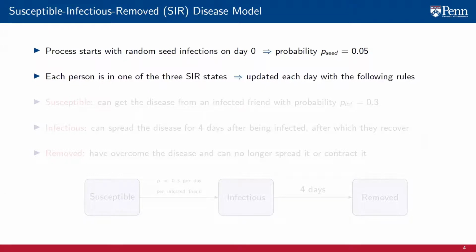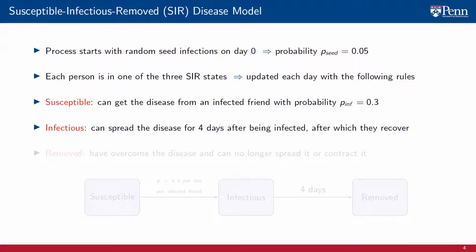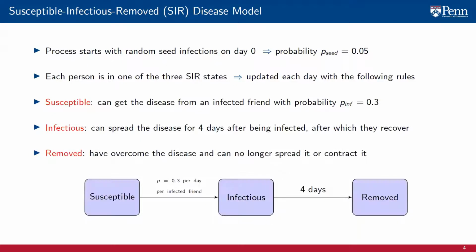At any point in time, each person is either susceptible, infected, or removed. Their states are updated every day, and the transitions between states are according to the following rules. A susceptible patient can get the disease from an infected friend with probability 30%. A student that gets the disease will be infectious for 4 days, after which they recover. Finally, a student that is removed cannot contract the disease again nor spread it.